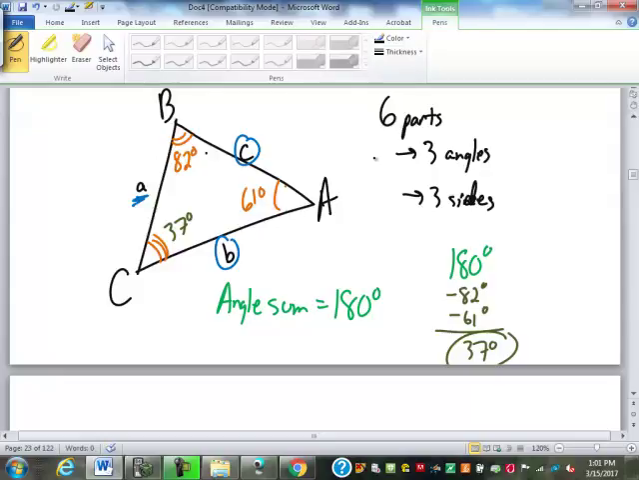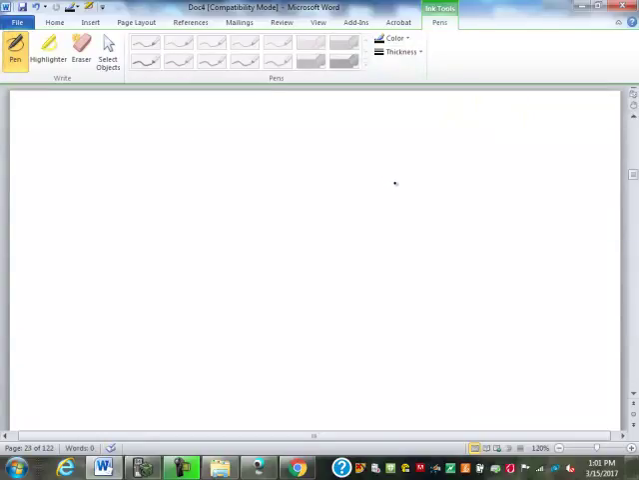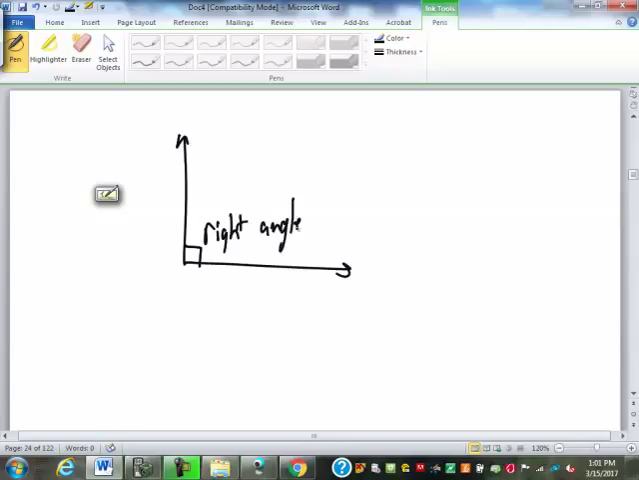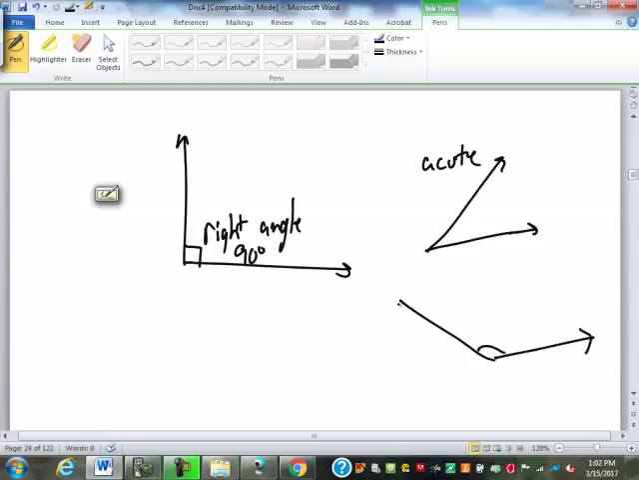Some relationships we may have seen before, hopefully. A square corner is called a right angle, or 90 degrees. An angle that is smaller than 90 degrees, or smaller than a right angle, is called acute. An angle that's larger is called obtuse. Very good.